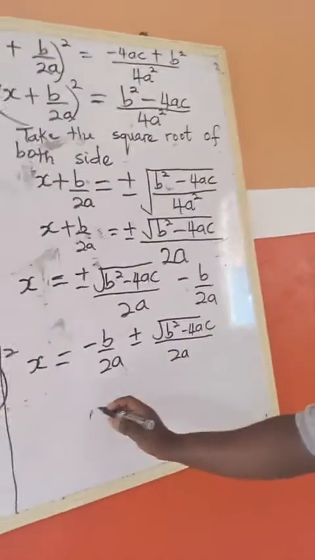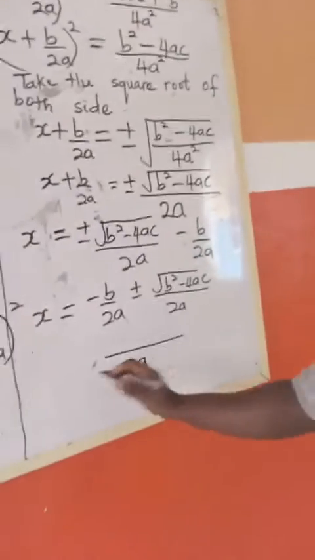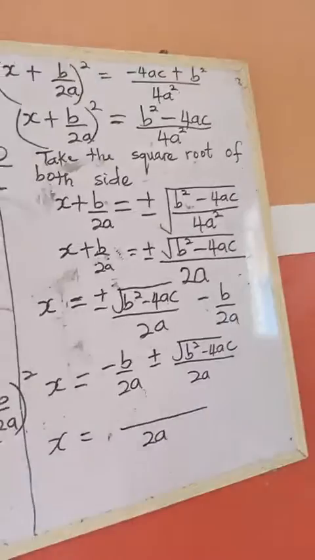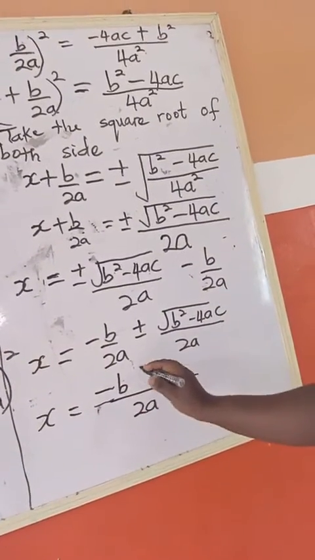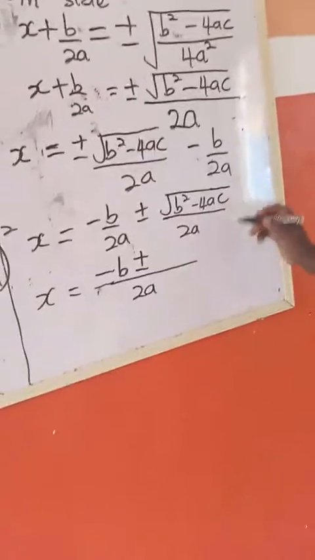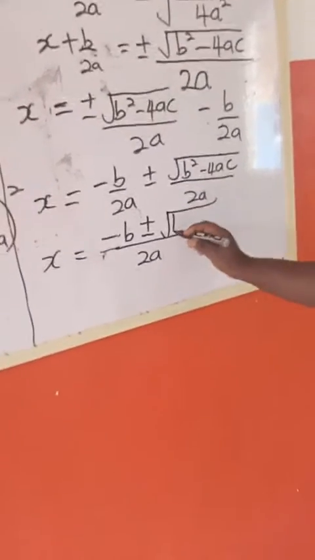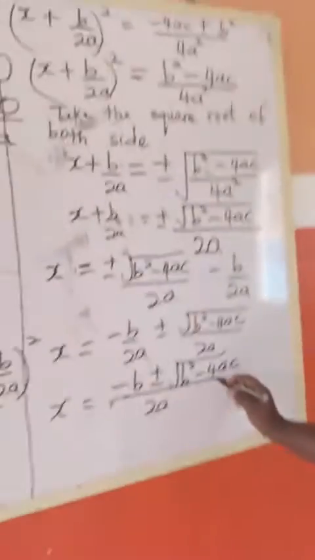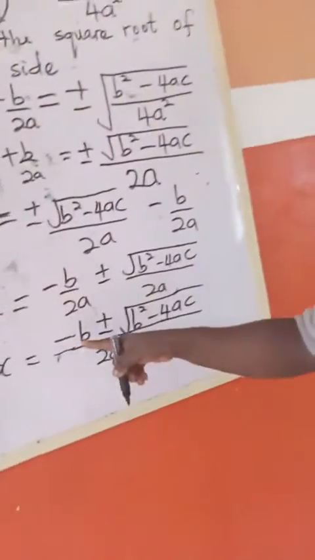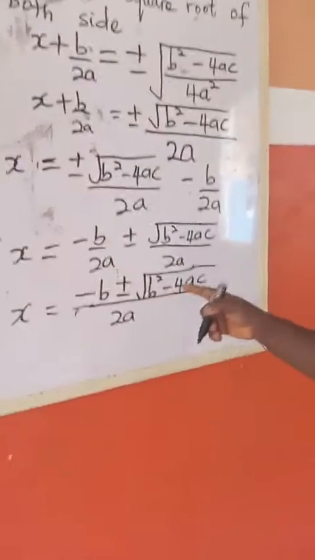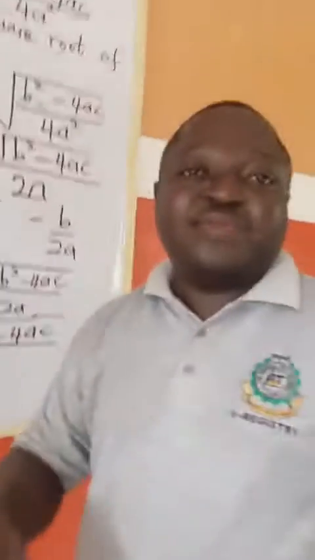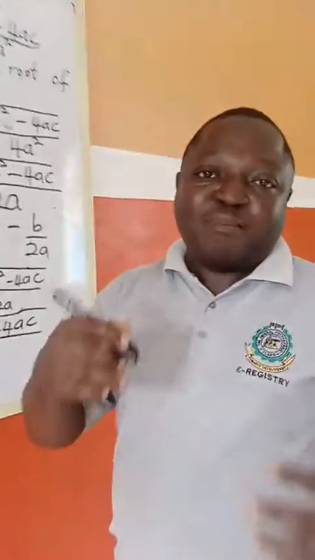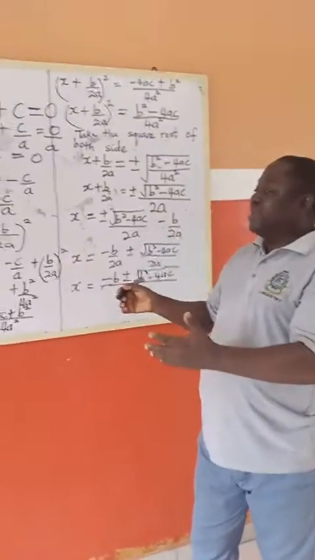So from here, we can find the LCM to be 2a. So x is equal to 2a divided by 2a, that is 1. So 1 times minus b gives us minus b. Then plus or minus 2a divided by 2a, that is 1. 1 times root b squared minus 4ac is still root b squared minus 4ac. So therefore, x is equal to minus b plus or minus root b squared minus 4ac all over 2a. This is exactly what you call the quadratic formula that so many people call the almighty formula. So it is as simple as this to derive.